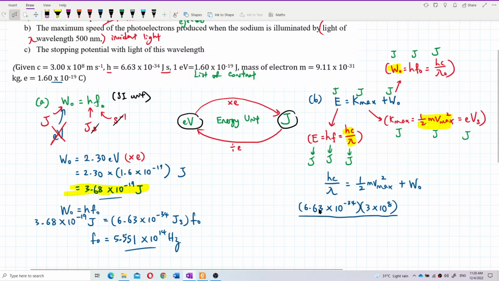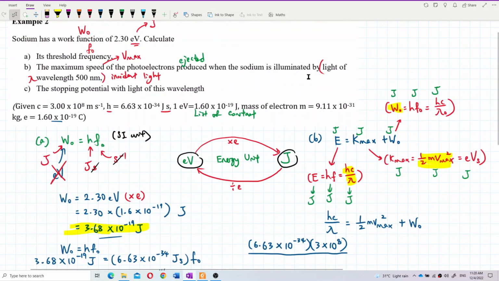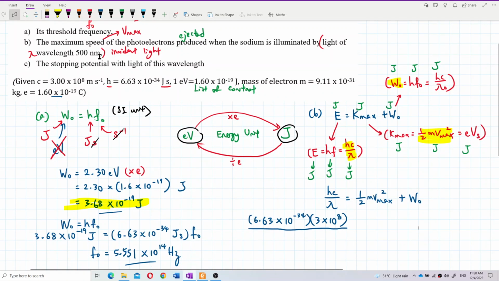What's the wavelength? Let me adjust a little bit. You see, the incident light of wavelength 500 nanometer. Nanometer must be changed to SI unit also. Make sure everything is in SI unit, including the unit joule. So your work function also must be in joule. All in SI unit.